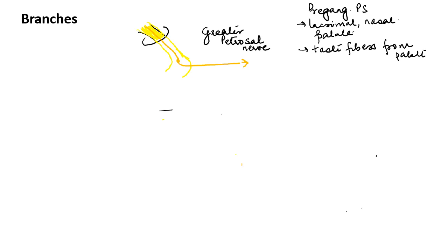This joins the deep petrosal nerve and together they form the nerve to the pterygoid canal, which enters into the pterygoid canal and is relayed in the pterygopalatine ganglion, and we've already talked about it. You know the details about this particular nerve. Okay. Then some fibers of the nervus intermedius part continue with the facial nerve.